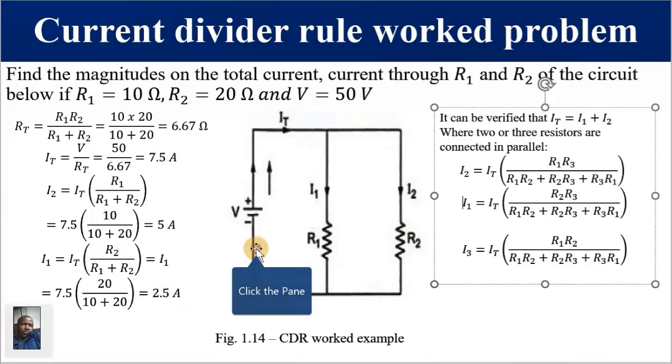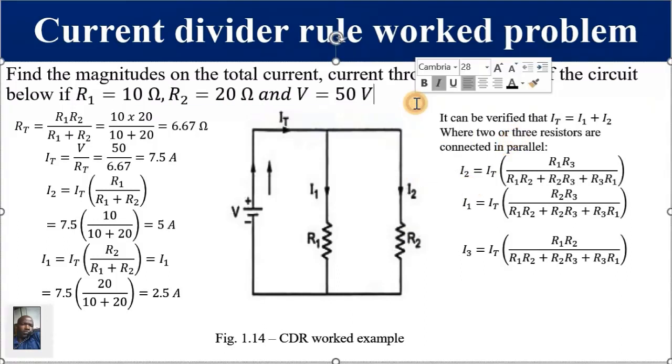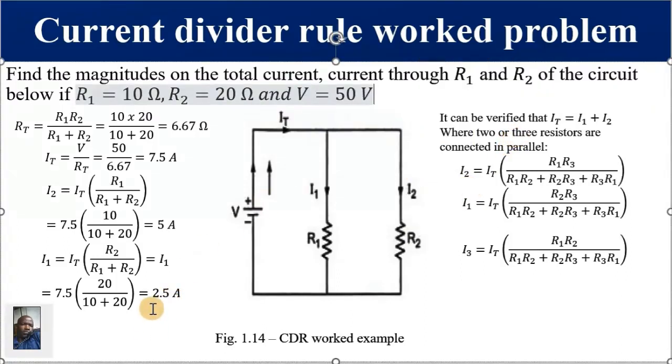So this is how you proceed, guys. Please take note of this. It can be proved that I1 plus I2, that's 2.5 plus 5, gives you 7.5.